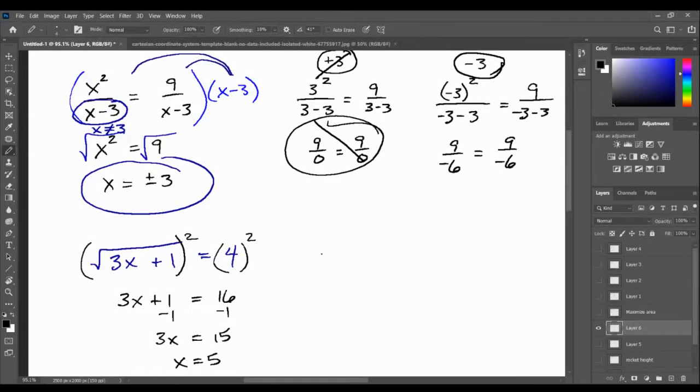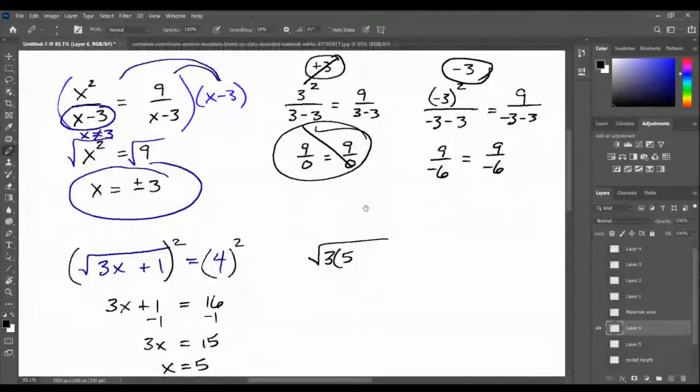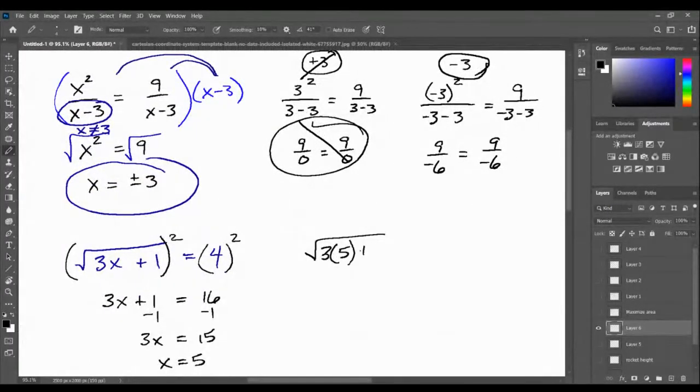Let's check that. Square root of 3 times 5 plus 1. Does that equal 4? So the square root of 15 plus 1 is 16. Square root of 16. So that works out okay. So 5 is a viable solution.